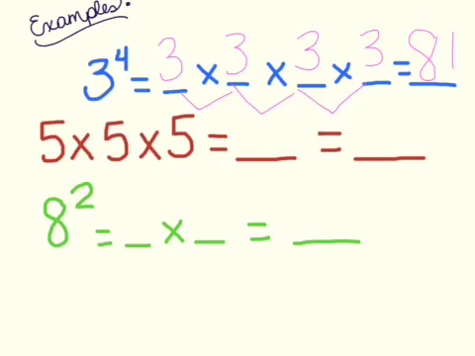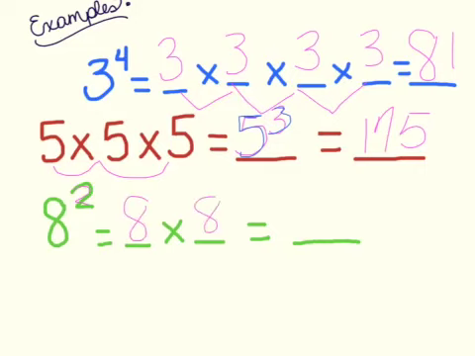The second example, we have 5 times 5 times 5. 5 times 5 is 25, and 25 times 5 is 175. So 5 times 5 times 5 is the same as 5 to the 3rd power, or 5 cubed. In the last example, we have 8 squared, or 8 to the 2nd power, which is 8 times 8. 8 times 8 is 64. So another way of writing 8 times 8 would be 8 squared.